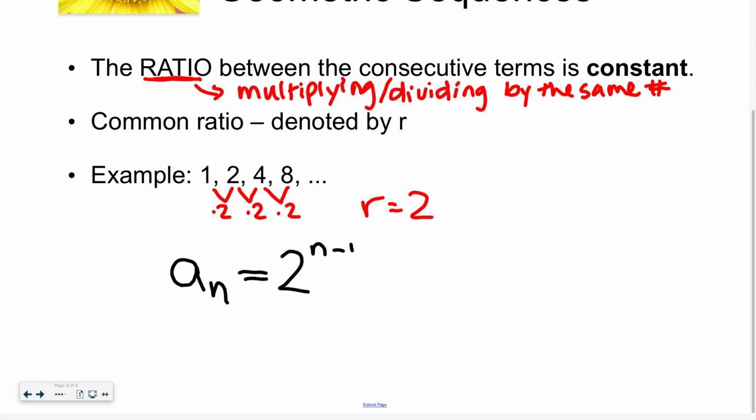Okay, so let's think about that. If we were doing the first term, a sub 1, that would be 2 to the 1 minus 1, which is 2 to the 0, which is 1. That works. If we try the next one, a sub 2, we'll get 2 to the 2 minus 1, which is 2 to the 1, which is 2. That works. All right, and then we'll have 2 squared and 2 cubed. So it seems to be working okay.